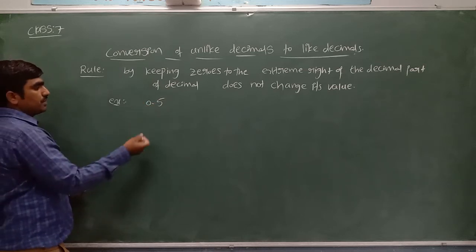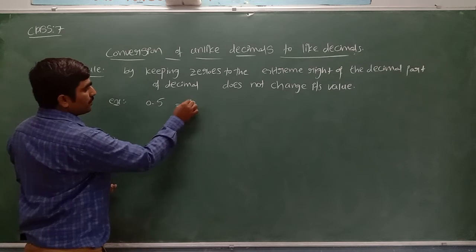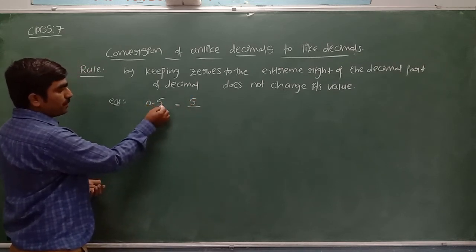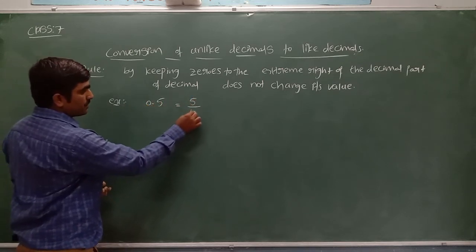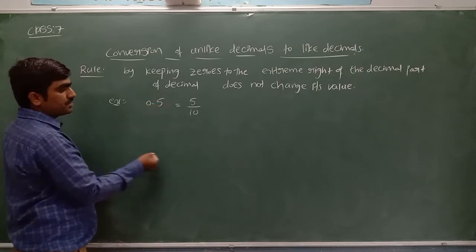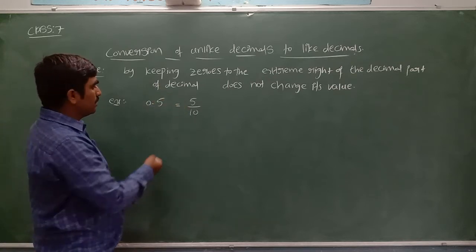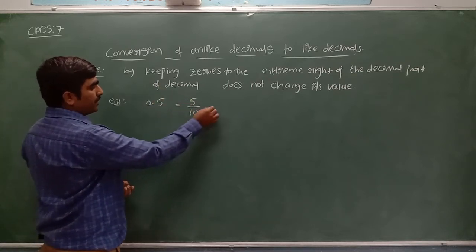0.5. How can I express this in fraction form? The numerator is 5, and after the decimal point we can see one digit, so we write 10 in the denominator. After the decimal point 2 digits, 100. After the decimal point 3 digits, 1000. So 0.5 gives 5 by 10.